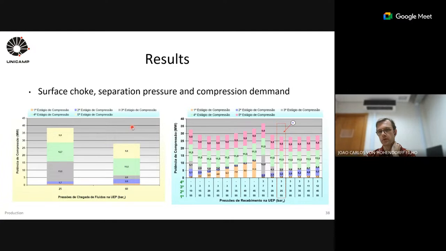Here is the same analysis, but considering that pressure changes in my system. And again, I can change the pressure demand, my power demand, to produce this fuel. So the idea is, we can do something in the platform that allows us to reduce our power demand, just by defining a different set of processing parameters. Okay, that is interesting.